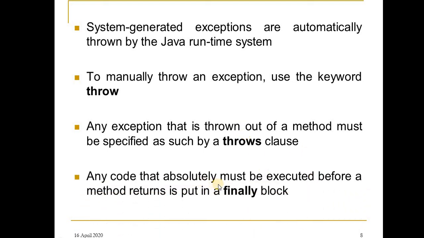Any code that absolutely must be executed before a method returns is put in a finally block. So, the code that you want to execute, whether an exception occurred in a method or not, you want to execute certain statements. So, before the method returns, such statements should be executed. Such statements you will put in a finally block. So, the finally block will always execute before the method returns, whether or not an exception has occurred.